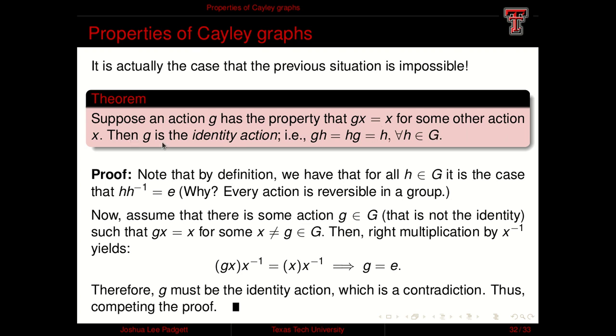Then the result is, if this is true, G applied to some other action gives me the same X, then G has to be the identity action, meaning what? That if I apply it to anything, it leaves it unchanged for every single element. So think about what this means.